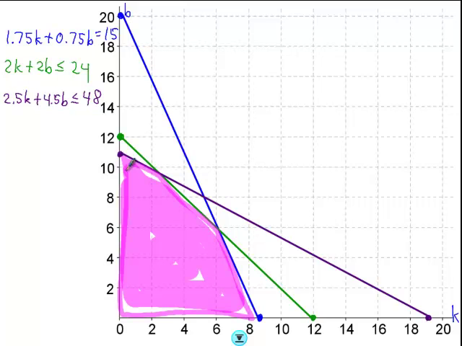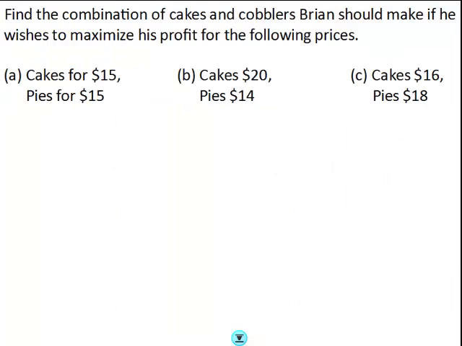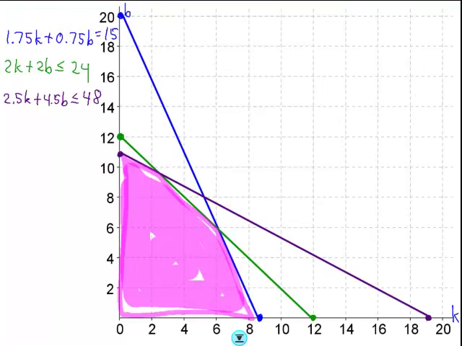Now, you know where we're going with this. Brian sells these cakes and these cobblers, and we want to maximize his profit. To do that, the max and the min are going to be at the vertices. So let's identify these vertices. The first, and almost always the easiest, is the origin, 0, 0. That's kind of silly, although we do know that's going to be the minimum. If Brian makes no cakes and no cobblers, he's going to make no dollars.